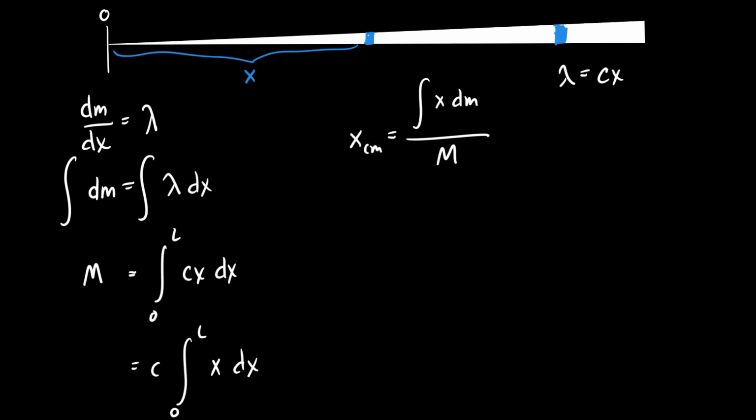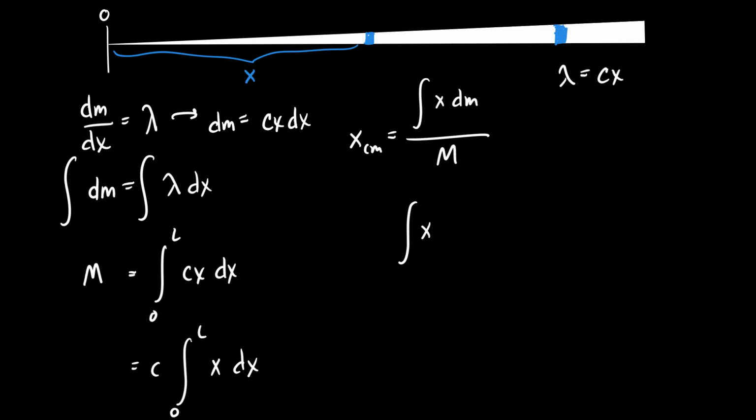Okay? Well, let's see. I'm just going to do the top part first, but I already have what I want to use for dm. From this point forward, dm is just going to be cx dx, right? I'm not going to put in lambda every single time. I'm just going to put in cx for lambda. That okay with you guys? You guys good? All right.